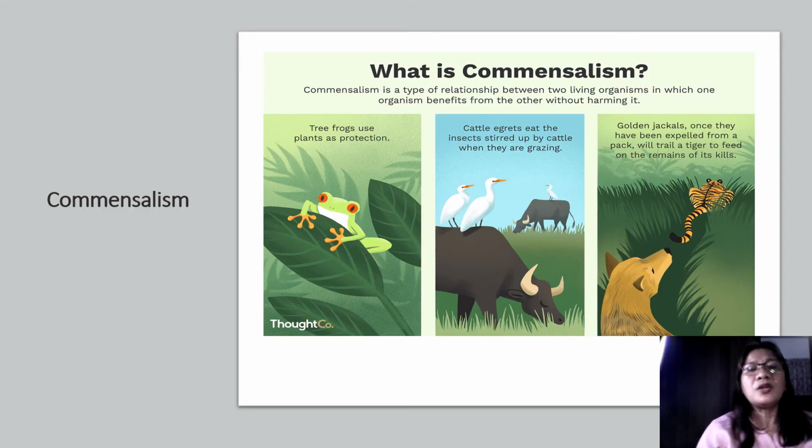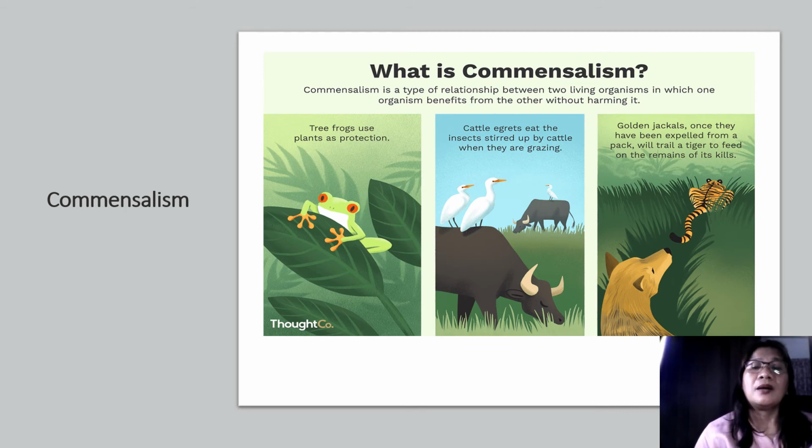Okay. So, another symbiotic relationship is commensalism. So, what is commensalism? Commensalism is a type of relationship between two living organisms in which one organism benefits from the other without harming it. Example, tree frog uses plant as protection. So we have noticed on the picture that the tree frog, ginagamit niya ang plant as their body protection.